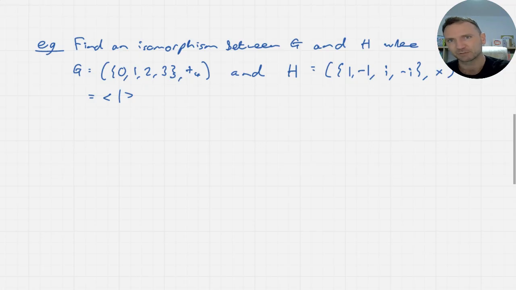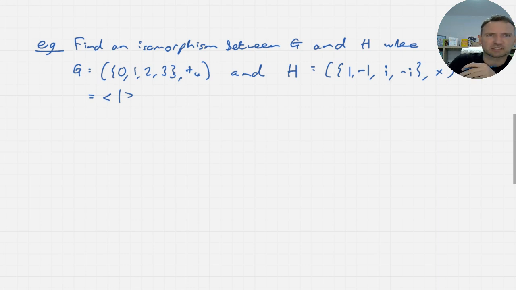Because if you do 3 plus 3, you get 9, which is 1 modulo 4. If you do 3 plus 3, you get 6, which is 2 modulo 4. Add 3 again, you get 5, which is 1 modulo 4. Add 3 again, you get 0. So we could have said it was the group generated by 3, but we just need one generator here.